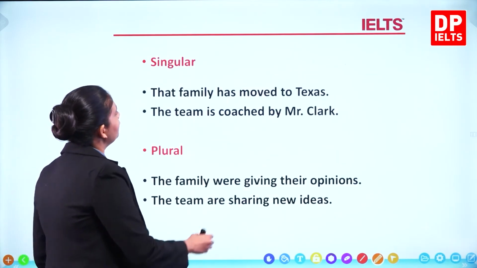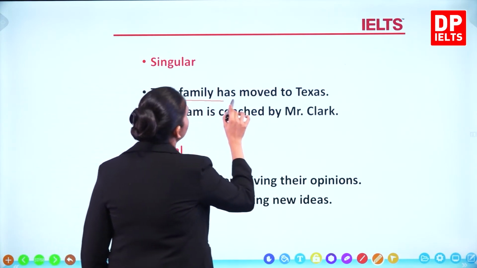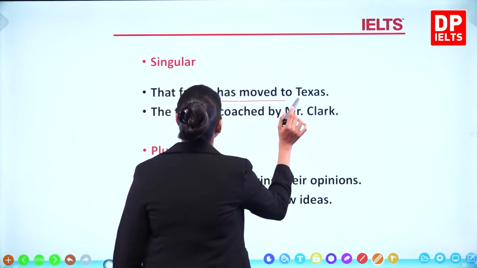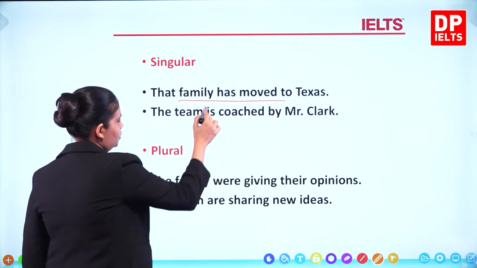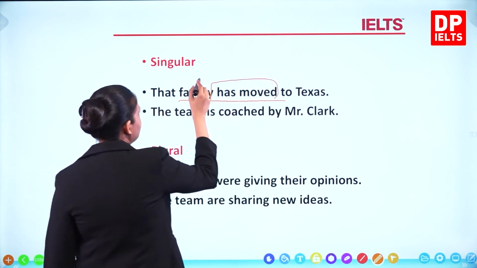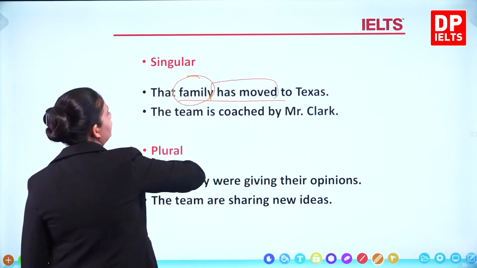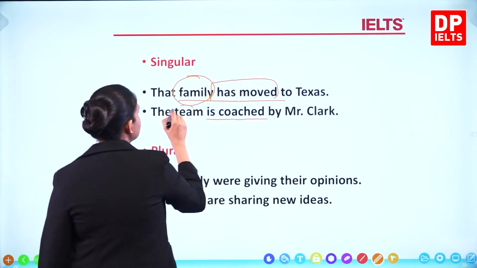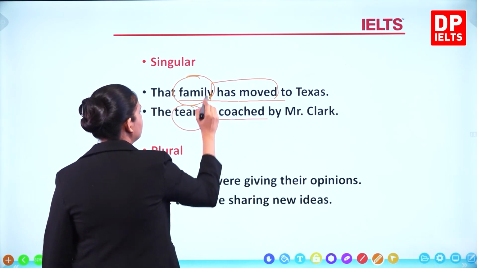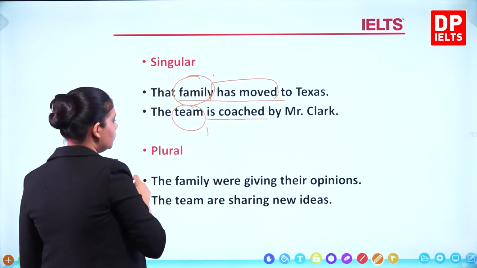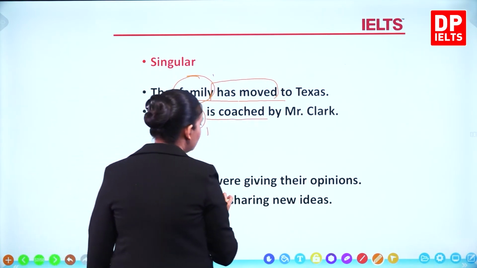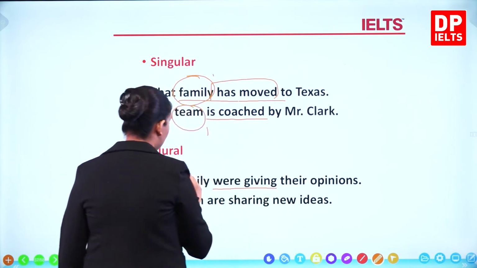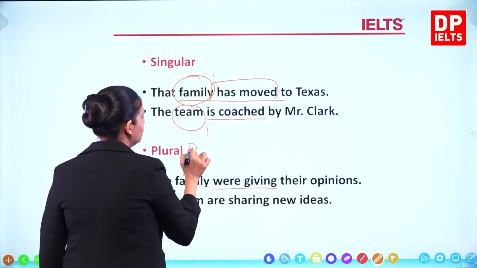So the family has moved to Texas. Singular subject, has. So the family is considered as one. The team is coached. So the team is considered as one. Here, plural: the family were giving their opinions. Were can mean family ki innava tata.